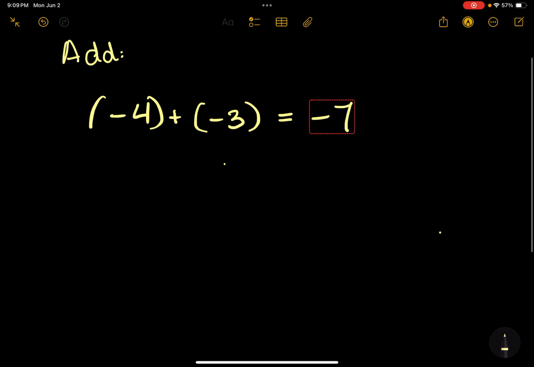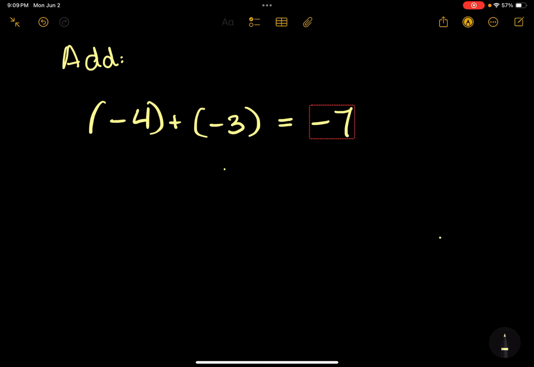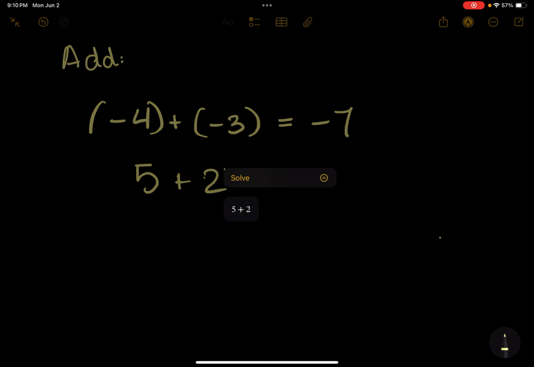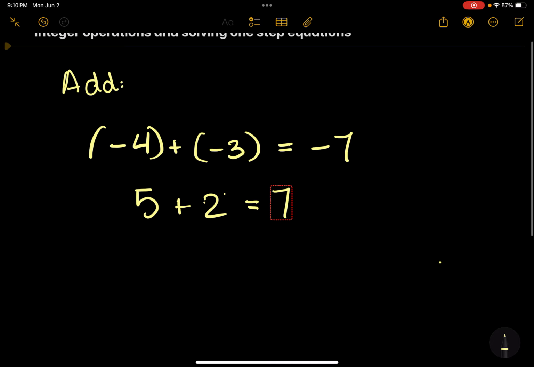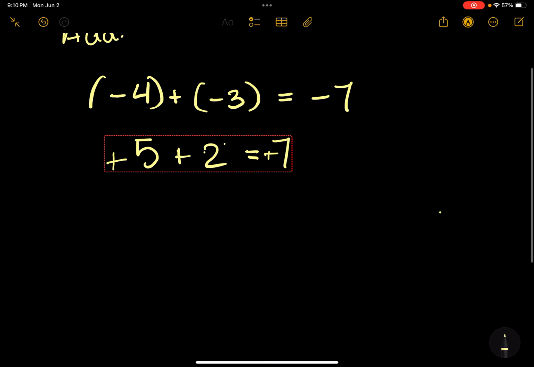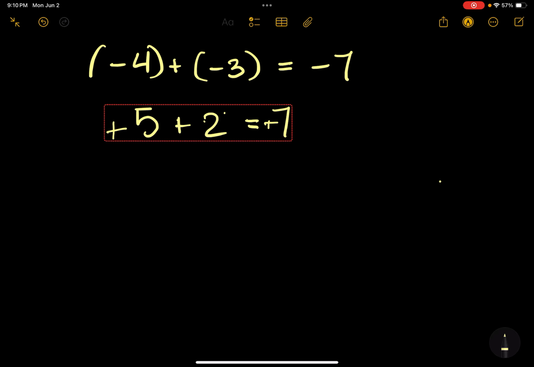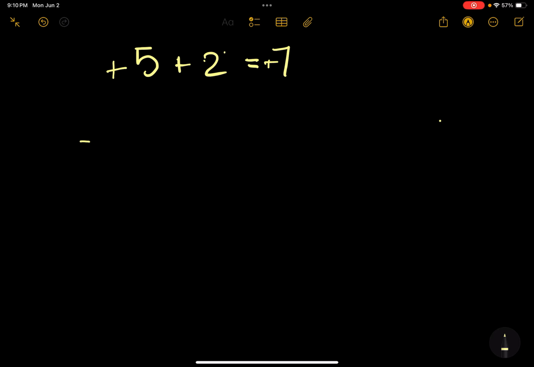Another example that we can do is 5 plus 2. 5 plus 2 gives us 7 too. Why? Well, they both have positive signs, so the positive comes here and you add the numbers, 7. Our second rule is that if the signs are different, subtract the numbers and keep the sign of the bigger number.